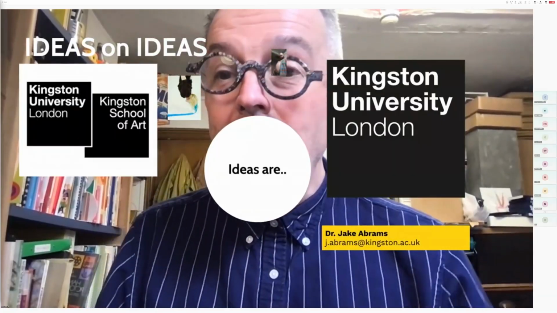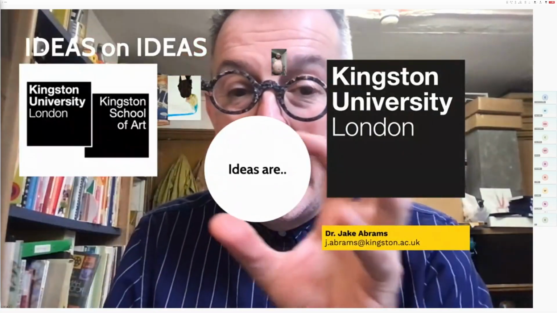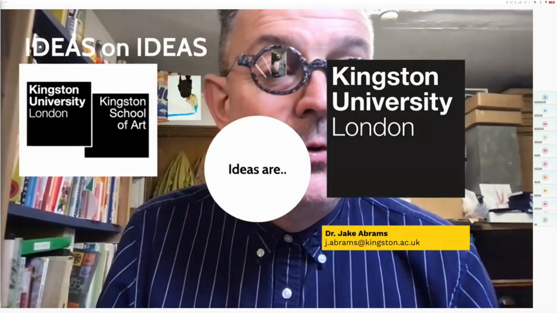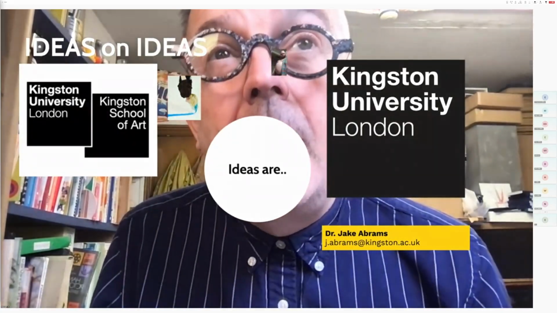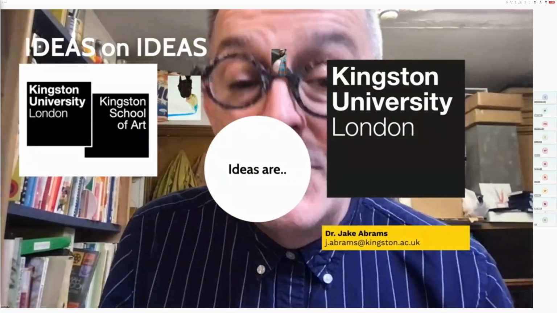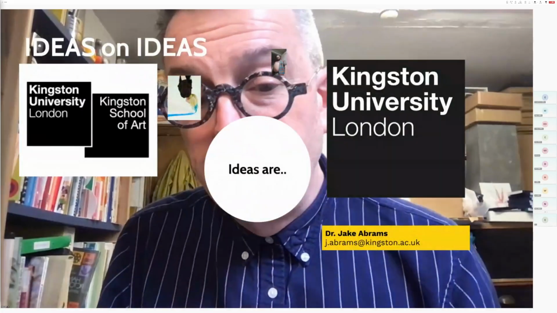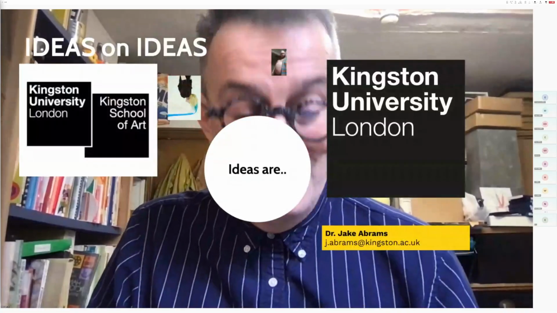So I'm going to talk about ideas and how important ideas are for the designers, artists and architects of the future. In a world of AI, ideas are going to become more and more important. And Kingston, really one of the best art schools in the UK, or certainly in London, concentrates on this more than other people, because we are really interested in future skills. So let me start.